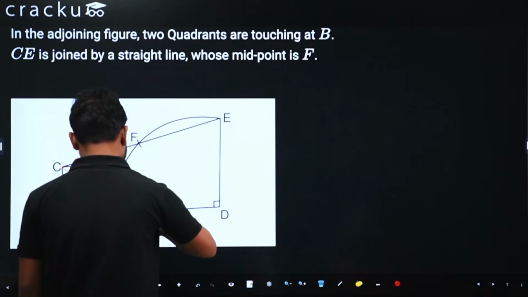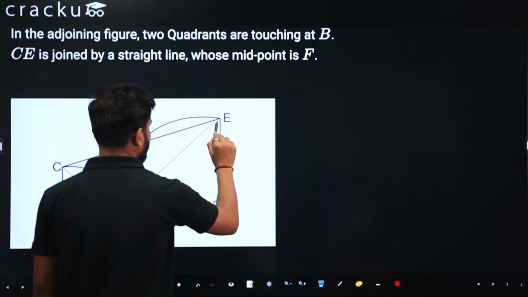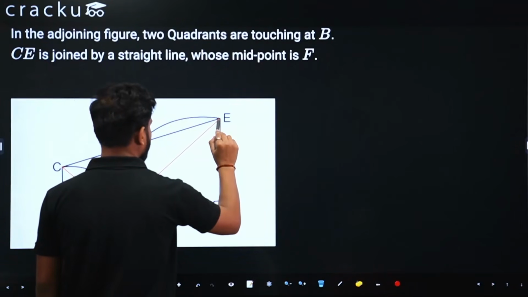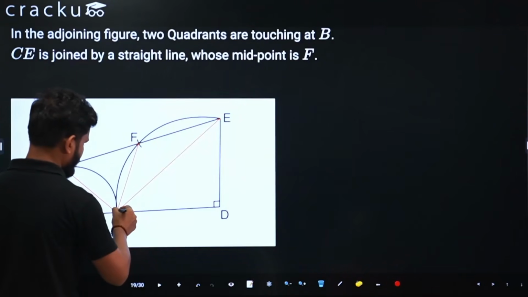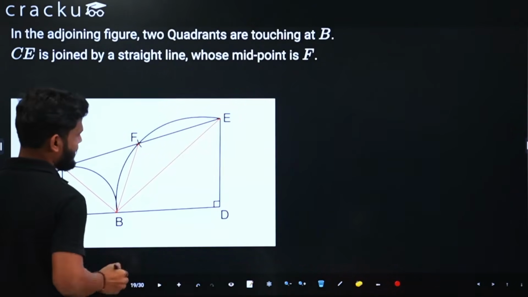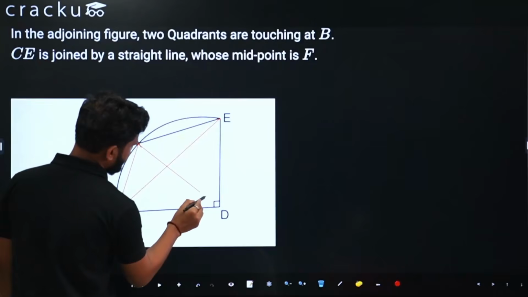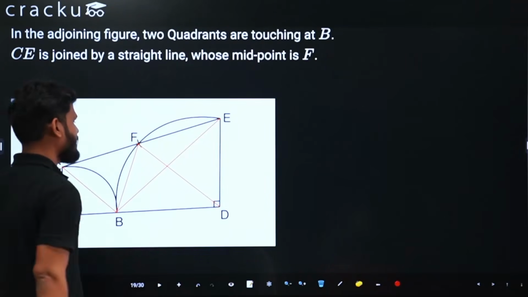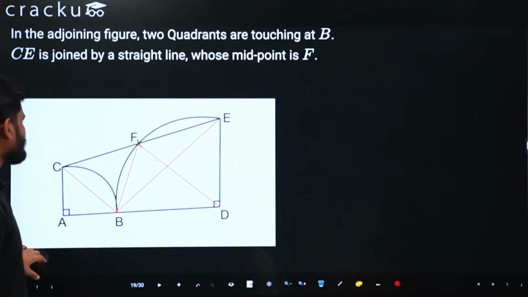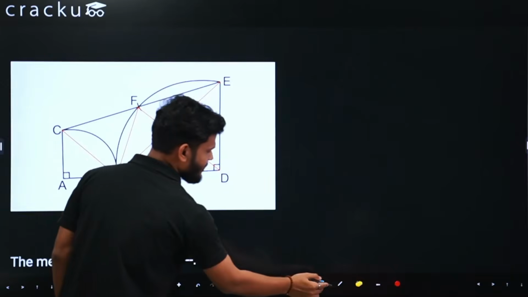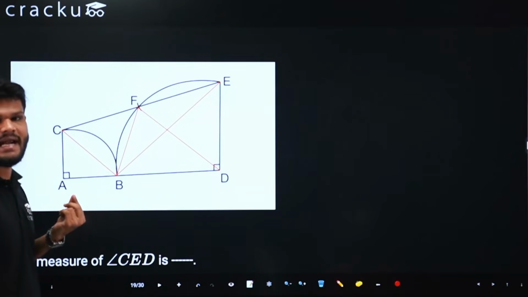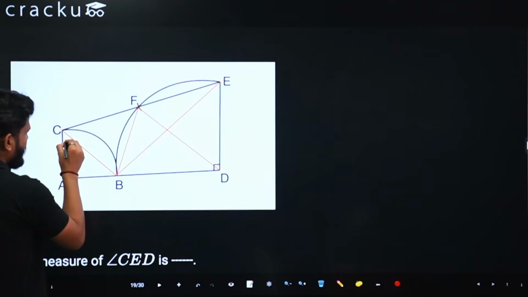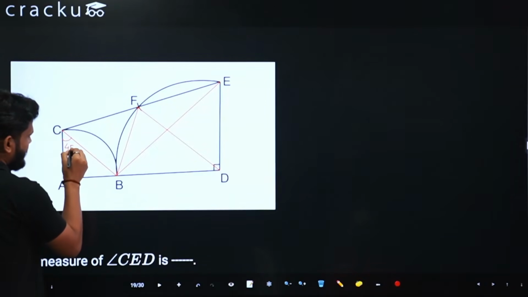Then join this BE, and join this BF, and join this DF. Now what you can do? You can see that CAB is an isosceles right angled triangle. So this will be what? This will be 45 degree.